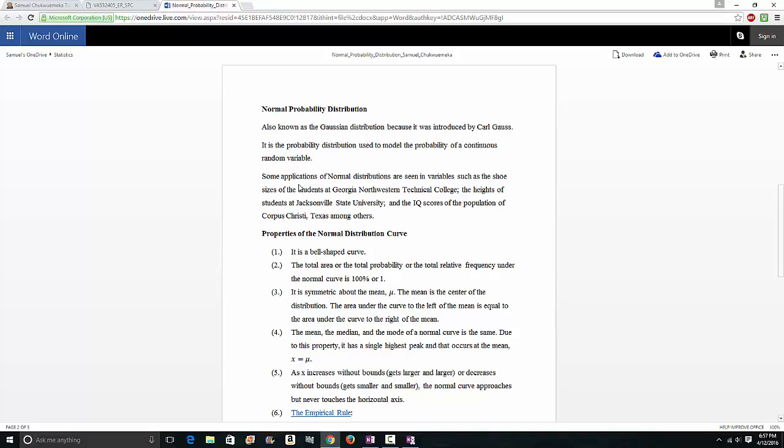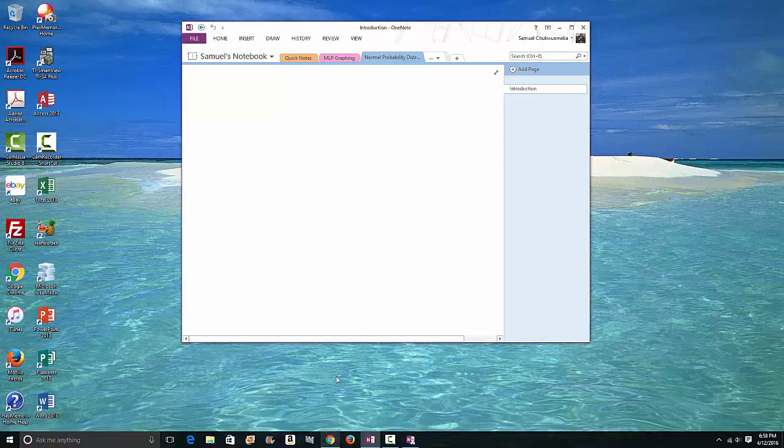Some applications of normal distributions are seen in variables such as the shoe sizes of the students at Georgia Northwestern Technical College. So, you know, if you look at this, let's get back to this.